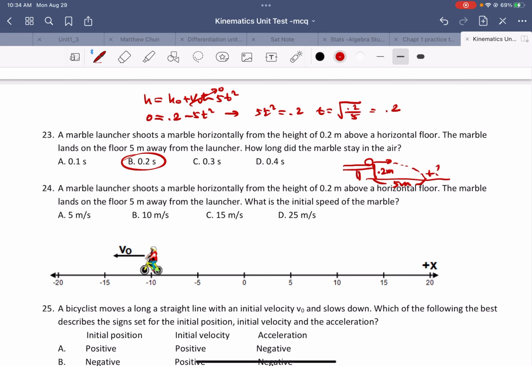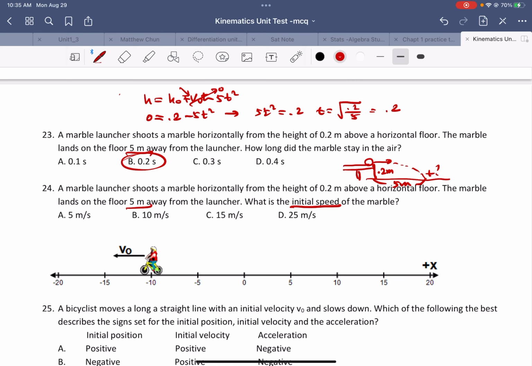Number 24, a marble launcher shoots a marble horizontally from a height of 0.2 meter above a horizontal floor. It's basically the same thing again. The marble lands 5 meters away, so that's also the same description. And what is the initial speed? Okay, so they ask you what is the initial speed. But keep in mind it's not 0, because before we talked only about vertical speed, but there's a horizontal initial speed they're talking about.